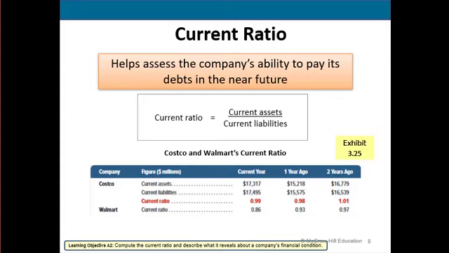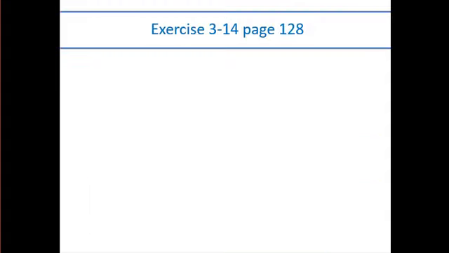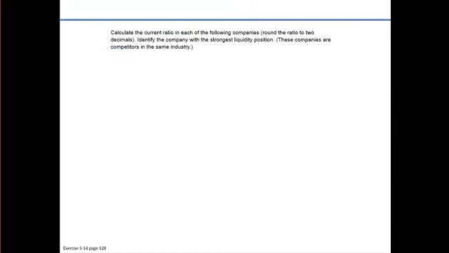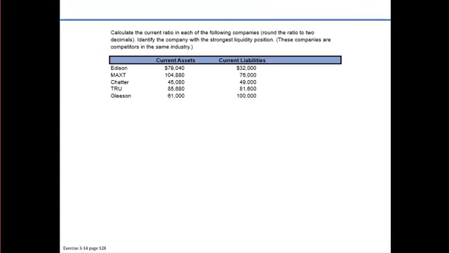Now, let's go a little further. We have another exercise that, again, is like the exam you're going to have. It'll be to calculate the current ratio for each of these companies and indicate the strongest one of all these competitors in the same industry. So here we have 5 competitors, and we have their current assets and their current liabilities, and we're going to divide the current liabilities into the current assets. When we do this, we get a current ratio, and I'll go ahead and do all of them.